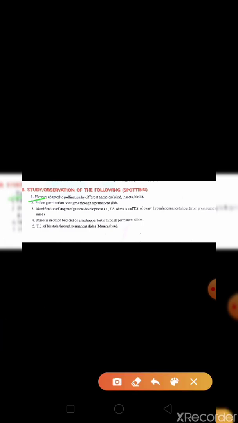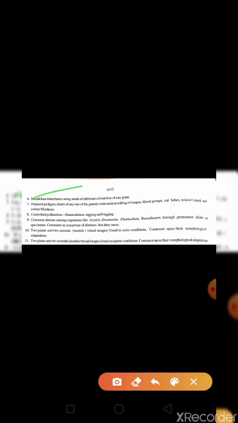Clear? So you can see the first one is flowers, in which we study pollination. Second, pollen germination. Third, TS of testis and TS of ovary, which we will study through permanent slides. Fourth, onion bud cell. Fifth, TS of blastula. Now children, number 6, Mendelian inheritance, we don't have this time in our syllabus, and number 8 we also don't have.